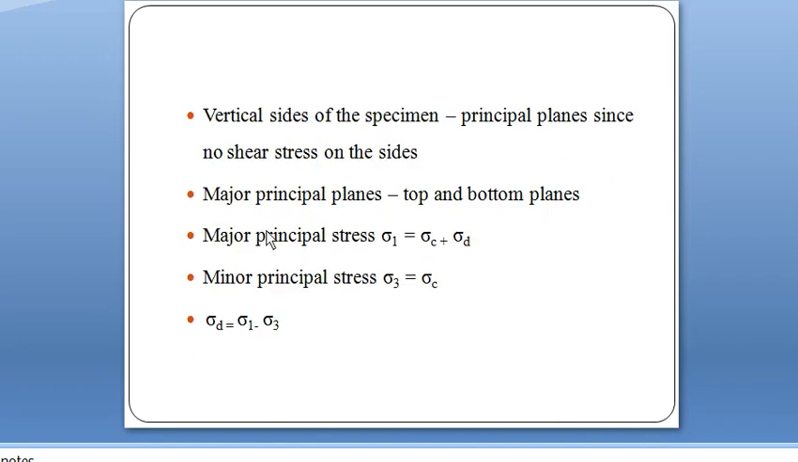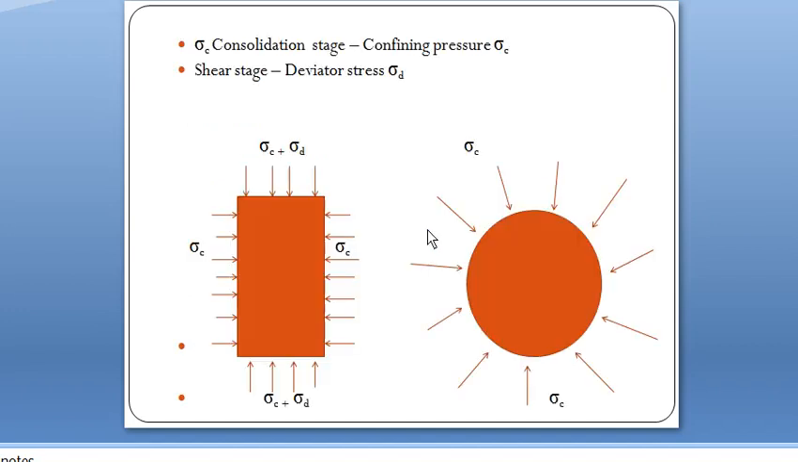So this is known as a principal plane, and the major principal planes are the top and bottom planes, and the major principal stress is sigma c plus sigma d. Major principal stress, minor principal stress and principal plane you have studied in detail in Mohr's circle. Just go through that portion. Here in this triaxial cell, the major principal stress is sigma c plus sigma d, denoted by sigma 1, and the minor principal plane will be this plane, and the minor principal stress is the confining pressure.